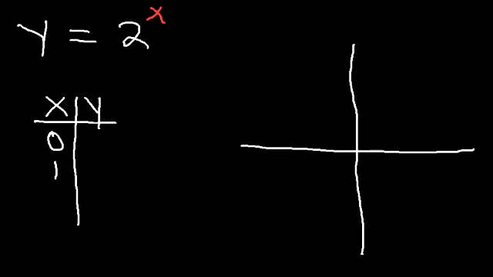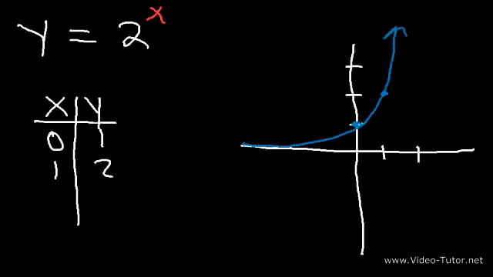It's the x-axis. Now, if we plug in 0 into the function, 2 to the 0 power is 1. Anything raised to the 0 power is 1. 2 to the first power is 2. And then simply plot the points. So we have the point 0, 1, and 1, 2. Now start from the x-axis, that is the horizontal asymptote, and connect a graph to the 2 points. So that's the graph of the function. That's all you got to do.